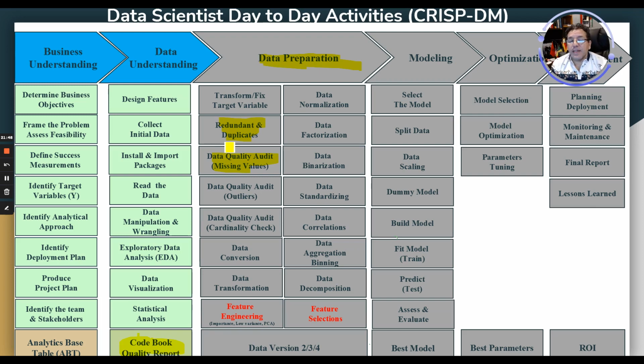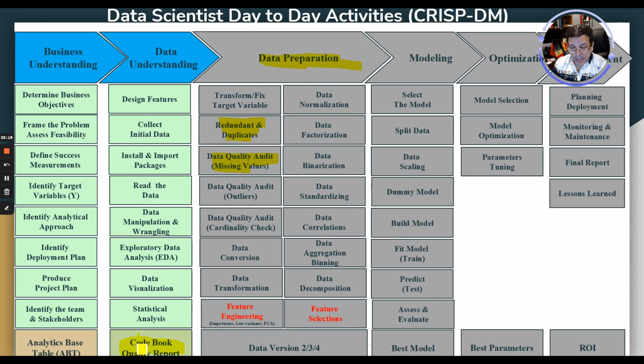If I ask you a very simple question in an interview, okay, if we have data and we have missing values, what are you going to do? You could tell me delete them. Yes, you could delete them, but that is wrong. You could tell me impute them. Yes, that is wrong too. So how do you deal with missing values?